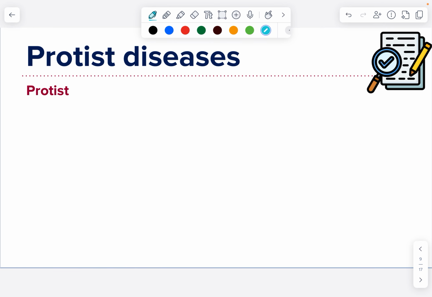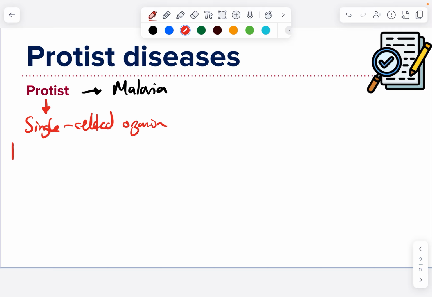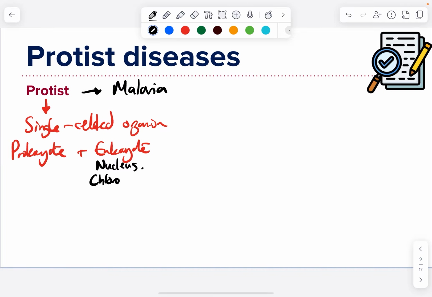The final one then is protist disease. The only protist disease you need to be aware of is malaria. The disease is actually spread by a protist. A protist is a single-celled organism. It has a mixture of prokaryote and eukaryote characteristics. It does have a nucleus, which means it is a eukaryote, but you'd probably look at it and think it looks more like a prokaryote. Some protists also have chloroplasts. This one doesn't, but some of them do.